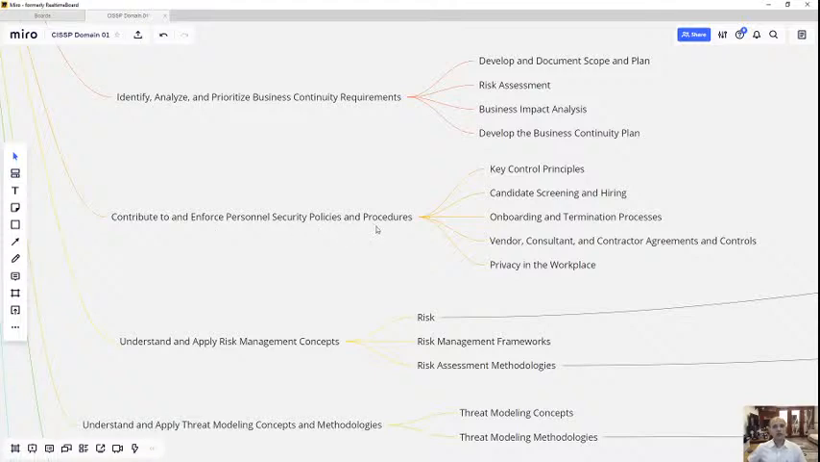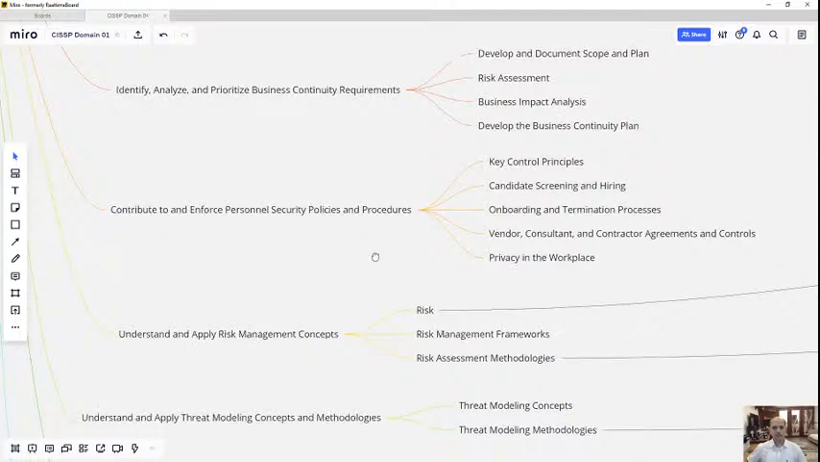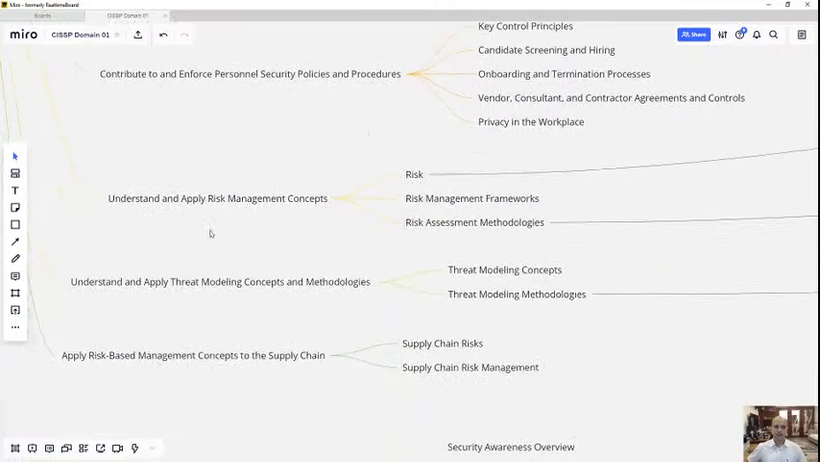I need to understand the key control principles, like least privilege and all those I need to cover here. Candidate screening and hiring, the whole process end to end, onboarding and termination processes, then vendor, consultant, and contractor agreements and controls like SLA, NDA. Okay, then privacy in the workplace. Finally, in the last, I can say, understand and apply risk management concepts.